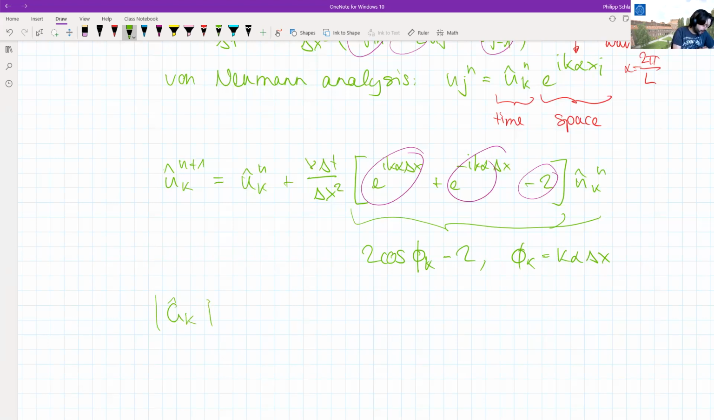Well, the absolute value of this one needs to be lower or equal 1 for stability. And that means the g hat k is essentially just what I have here in the brackets, or 1 plus what I have in the brackets. So that means simply that 1 minus 1 lower equal 1 plus 2 nu delta t divided by delta x squared times this cosine of phi k minus 1. And this needs to be lower or equal 1 for stability. So that means this last equation here already is kind of the one that I need to use to determine my stability bounds.